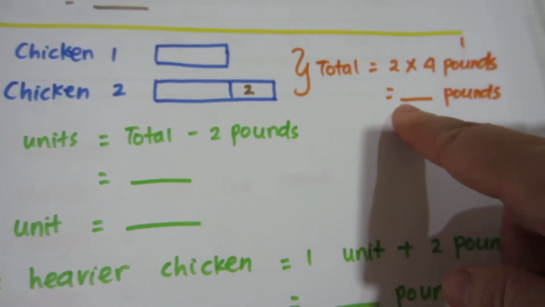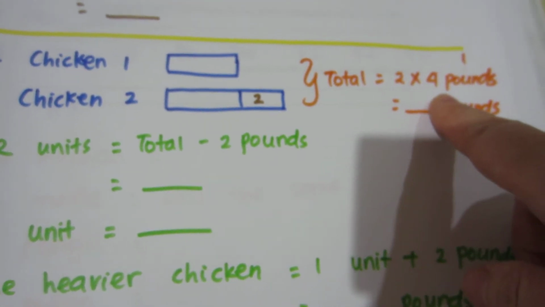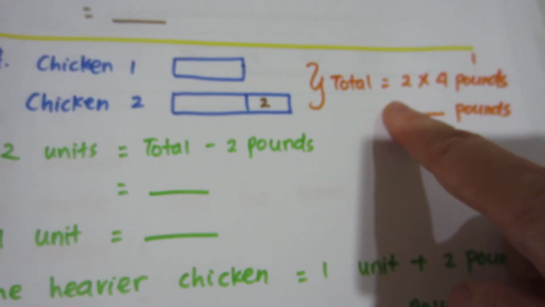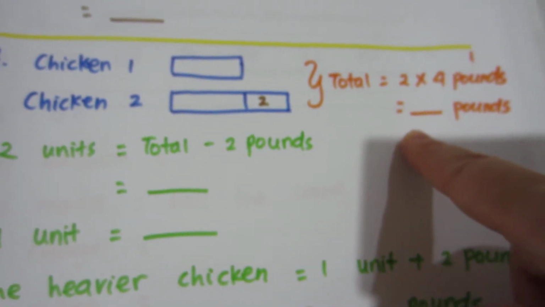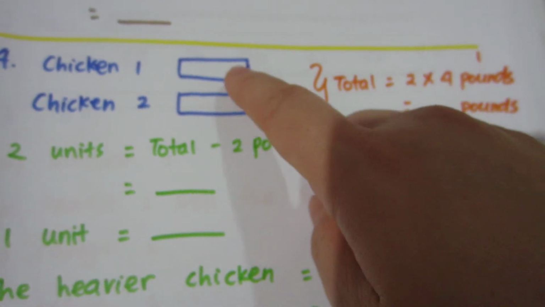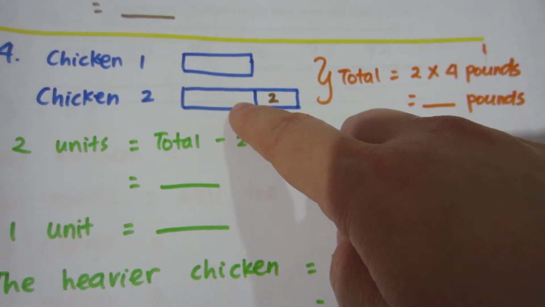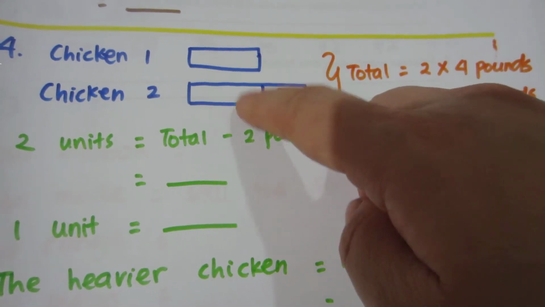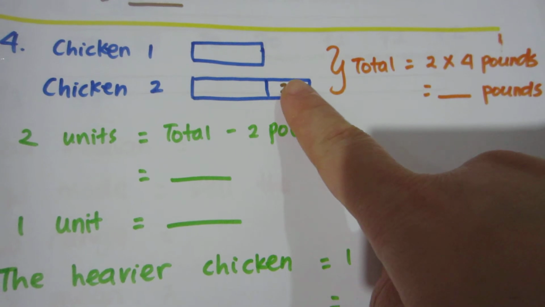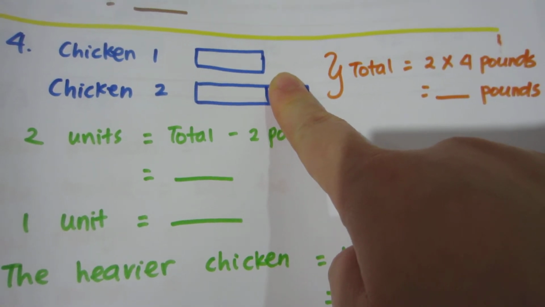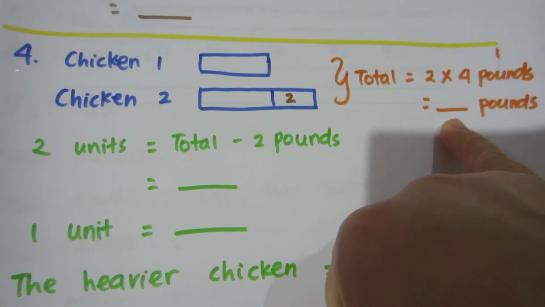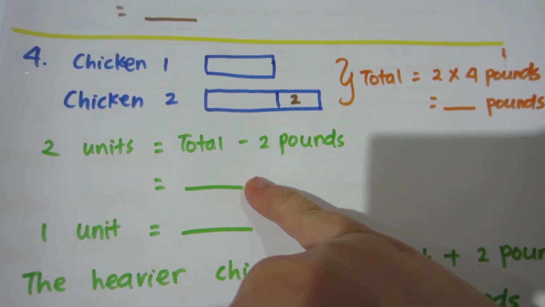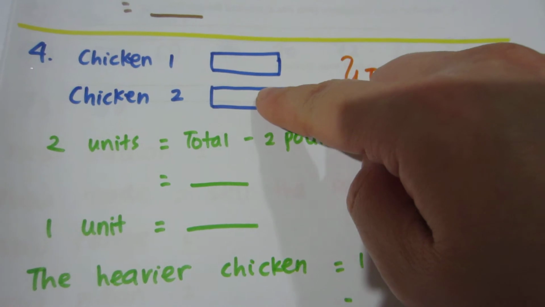And then the total is, because they told us that the average is 4 pounds, and then there are 2 chickens, the total weight will be this much pounds. So for these 2 units, that is total minus 2 pounds, because we want to get only these units. So we need to erase this one. How to erase this one is by subtracting this from here. You get the 2 units, only this part and this part.